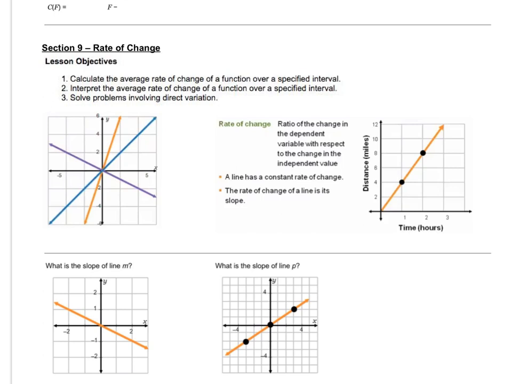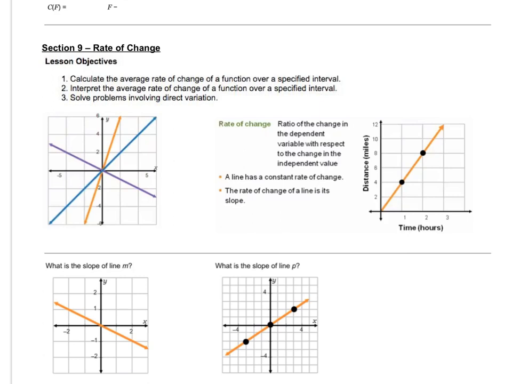This is a video over Section 9, which is called Rate of Change. What we want to accomplish today, our objectives, is to calculate the average rate of change of a function over a specified interval. Part 2 says we want to interpret the average rate of change of a function over a specified interval, and then solve problems involving direct variation.